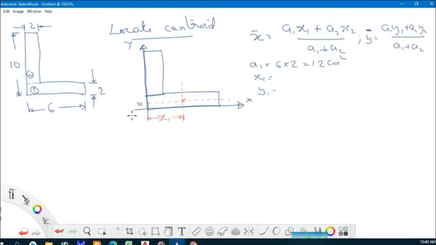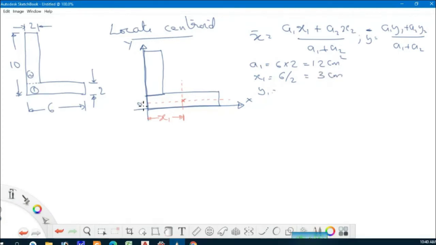From the common reference axis, the distance to the centroid of this individual section or part is x1. Okay, and what will be x1? X1 will be 6 by 2. Is it not? X1 is equal to 6 by 2, equal to 3 centimeters.